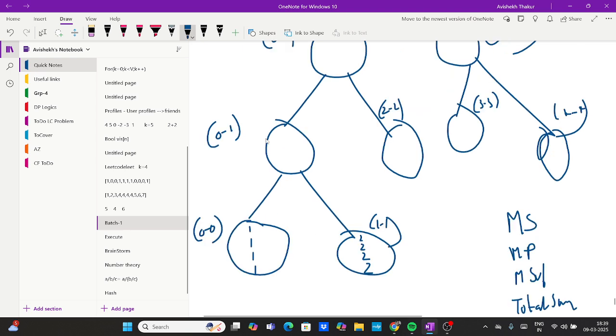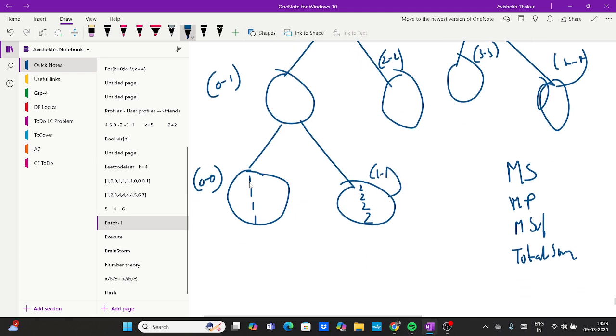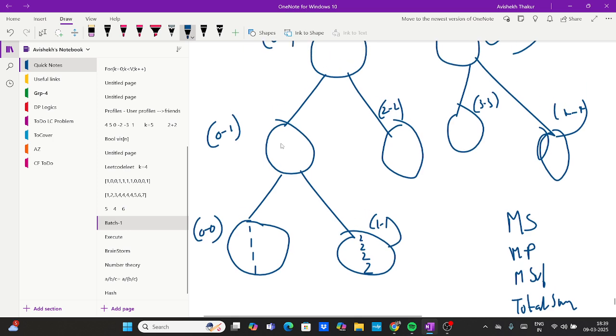For 0 to 1, the answer is nothing but the max sum of this or the max sum of this, comma, maximum prefix plus maximum suffix, right? So can I say the answer is 3? Maximum sum for 0 to 1 is 3. Understood? Or any doubt? Yeah, I got it. What about you?